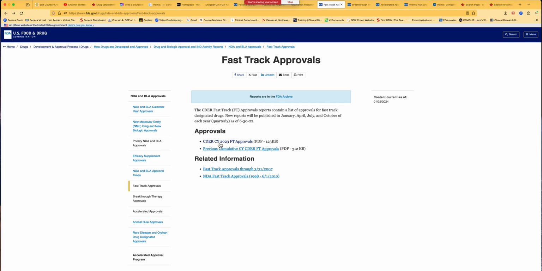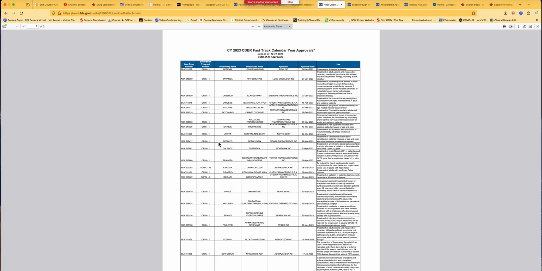And when you open on the approval, you will see the application type, the submission type, the proprietary name, established name, the applicant or the company, the approval date, and the use. This will allow us again to check that our documents are up to date with FDA. It also allows us to look into products that are from the same class as our product, to look into what they did so that they would get a fast track review.